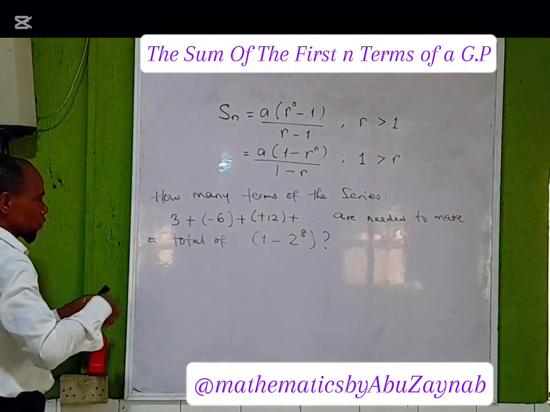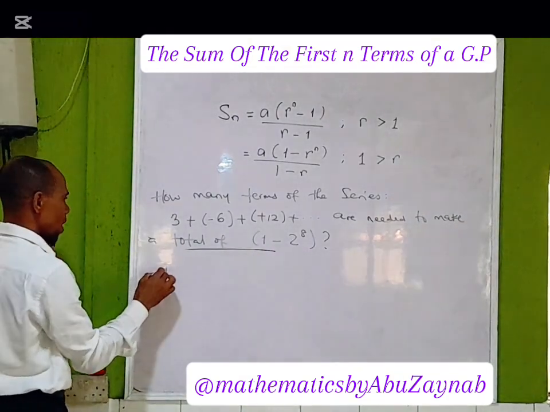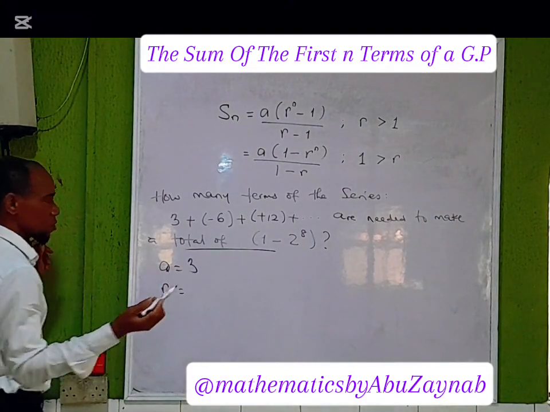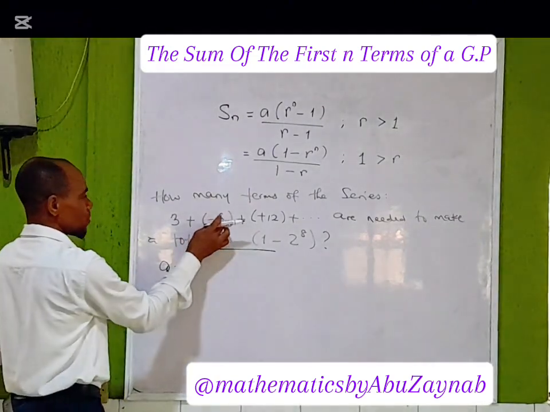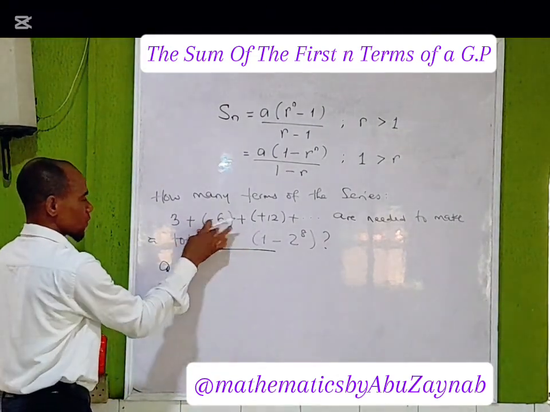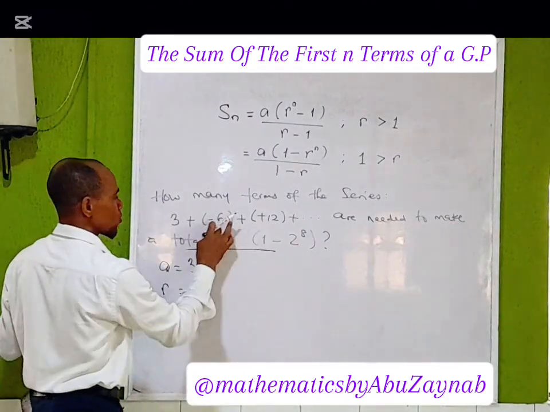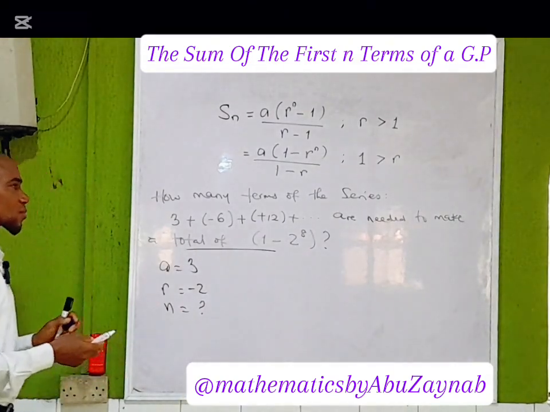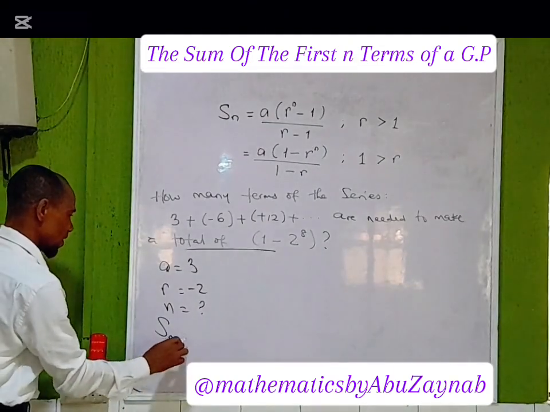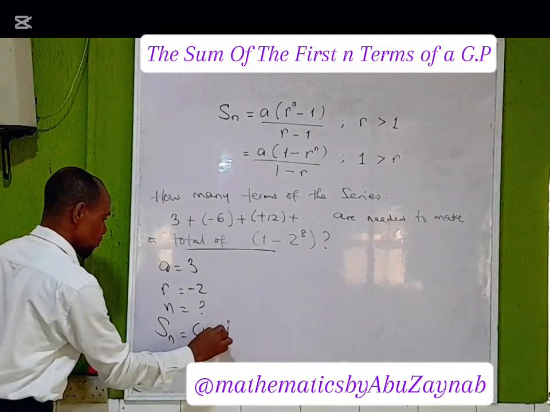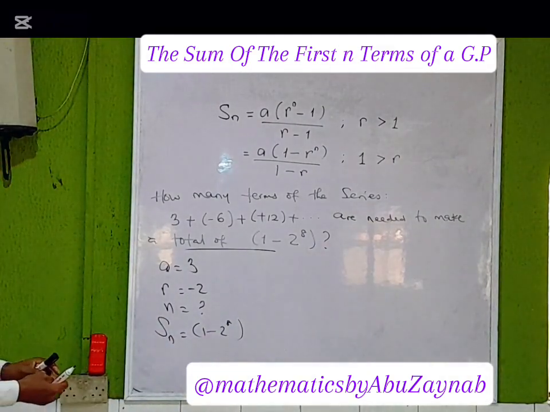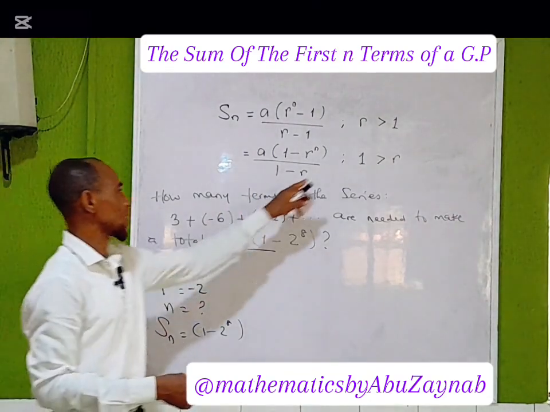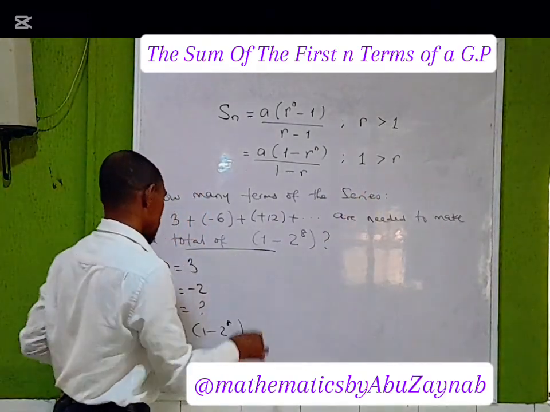Now, this is pretty much straightforward as well. So we list the parameters: A is 3, and of course this sequence is determined to be a GP. R is actually minus 2, because minus 6 over 3 is minus 2. Likewise, 12 over minus 6 is minus 2. So what we are seeking now is n. And we have Sn to be 1 minus 2 raised to power 8. The formula to apply here without wasting time is the second formula, because the common ratio is minus 2, which clearly is less than 1. Or 1 is more than minus 2.